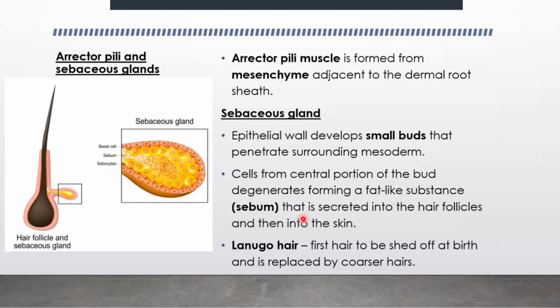We have this primitive hair, the lanugo hair, which is the first hair to be shed off at birth and is replaced by coarser hair. So that is lanugo hair.